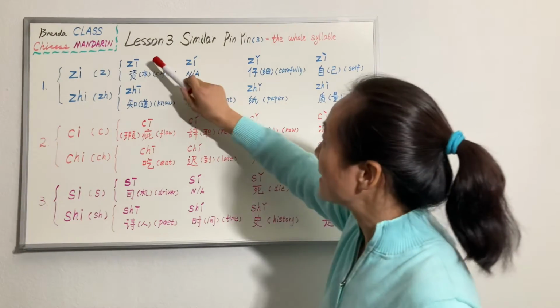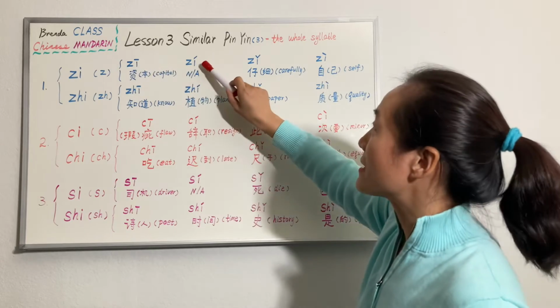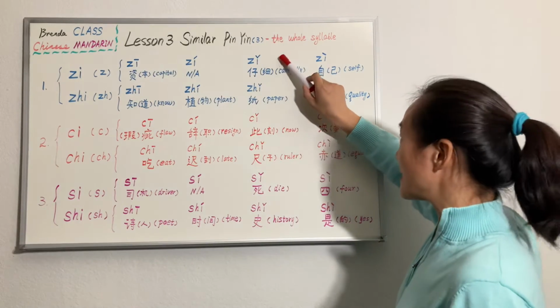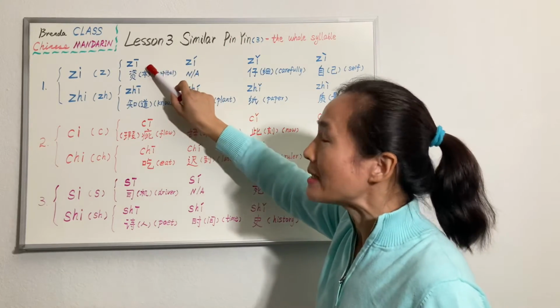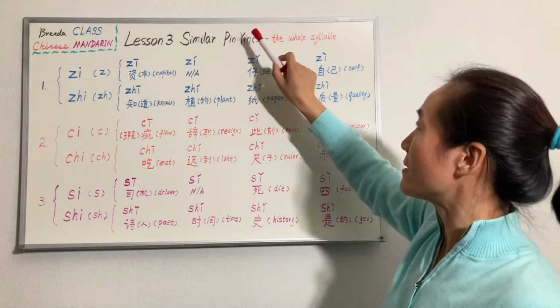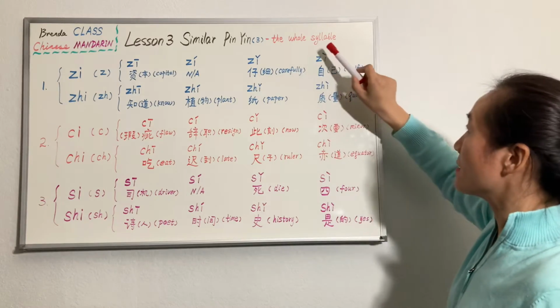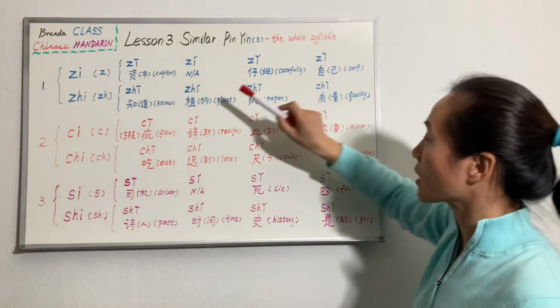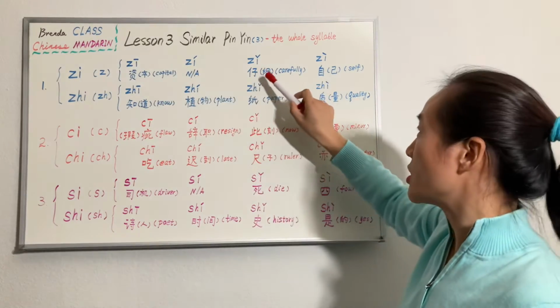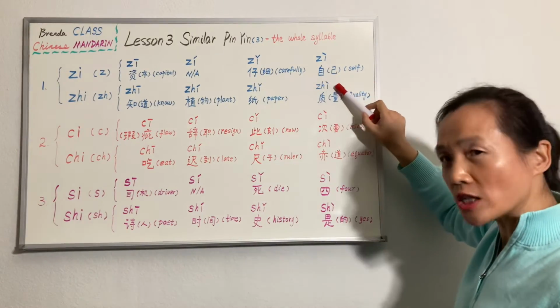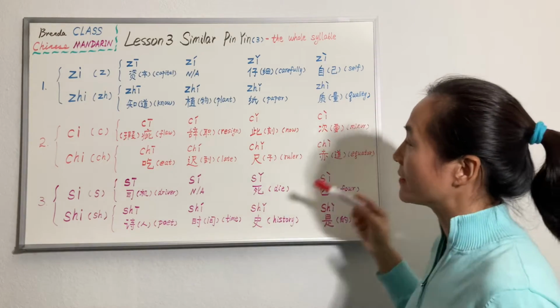So, 资, 子, 子, 字, 资, 子, 子, 字, 知, 知, 知, 知. Okay, next group.